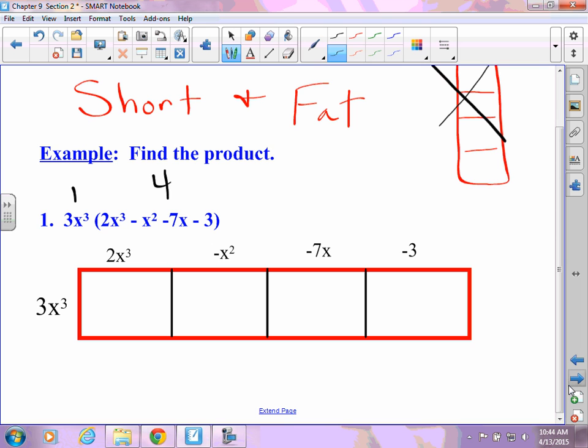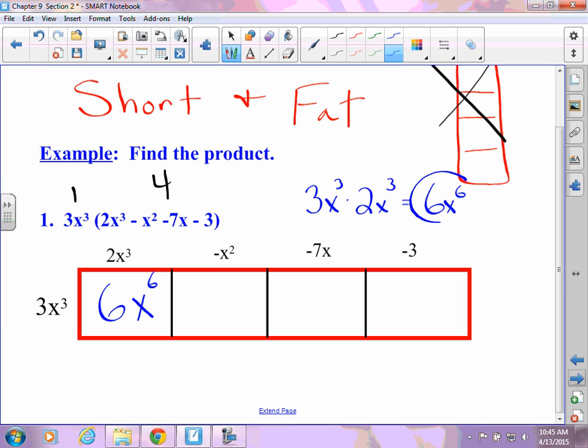Now what we're going to do is we're going to do some multiplication. So I'm going to go 3 times 2 is what? 6. And it's going to be 6x to the 6th. Okay, if you remember when we multiplied, remember when I had 3x cubed and I'd multiply it by 2x cubed? I multiplied 3 times 2 to get 6, and what did I do with my exponents? I added them. That's correct. So that's how I'm getting that. So it's a little review from what you've already had.